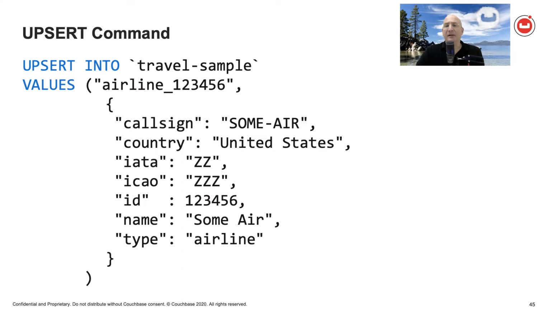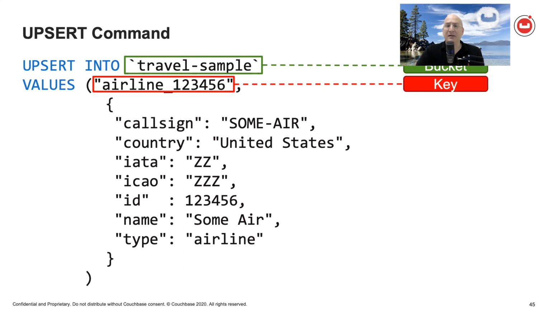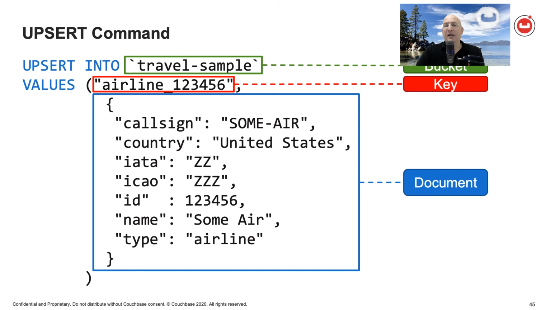The upsert command is a unique command to NQL, and it is not found in SQL. Upsert looks very much like the insert command. It will try to insert the document into the bucket. But unlike the insert command, if a document with the same key already exists in the bucket, the upsert command will overwrite that document. Unlike the insert command, which will produce an error in this case, the upsert command will replace the entire existing document with the document specified here in the command.